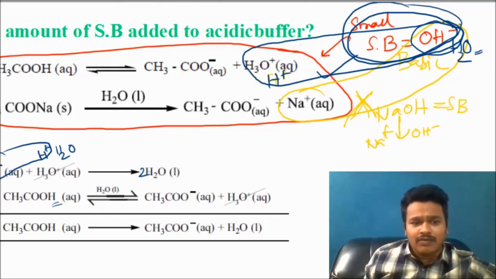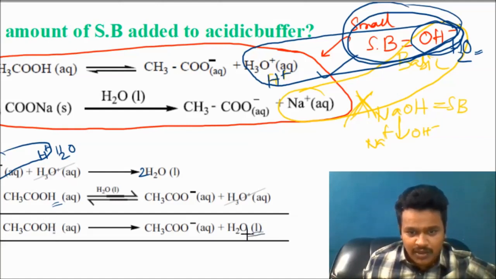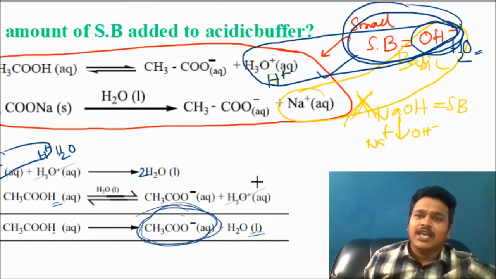And finally, whatever small amount of strong base OH minus you are adding, it is taking H plus ions from the weak acid component, water is forming, and only CH3COO minus is forming. Because of this there is no change in the pH value. That is how the pH is maintained constant even after you add a small amount of a strong base.